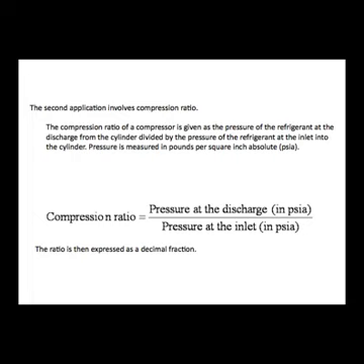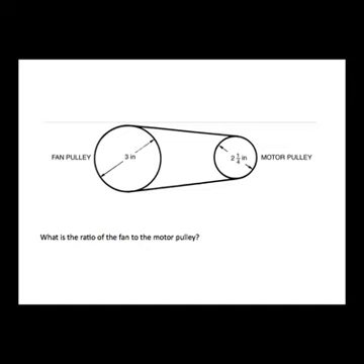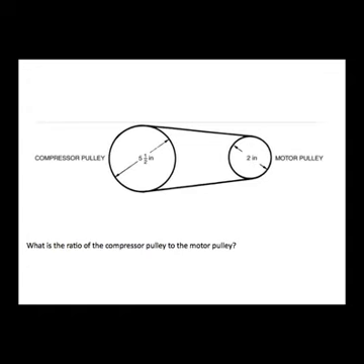But for now, we want you to understand the ratio is a comparison of two numbers. The ratio is expressed as a decimal fraction. Again, as we talked about, with fan pulleys and motor pulleys, you find a ratio. Compressor pulleys and motor pulleys, again, you find a ratio.